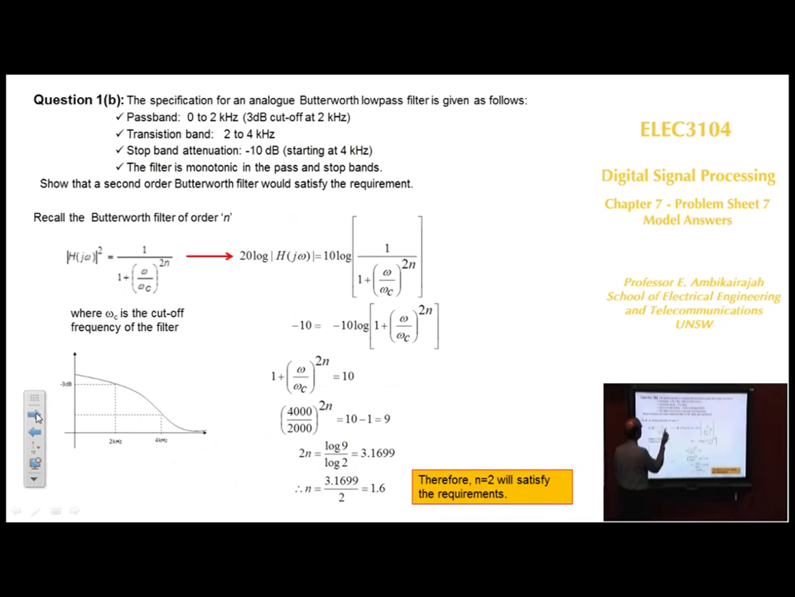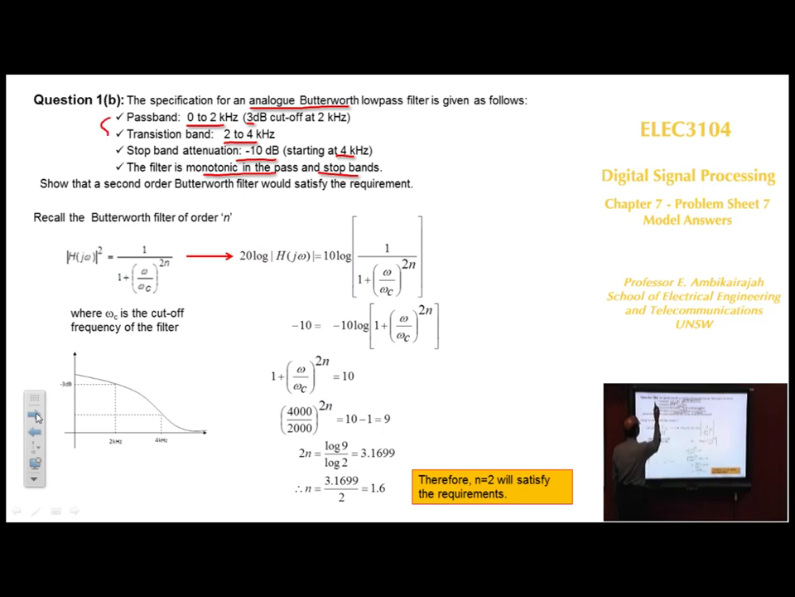In this question, you've been given a specification to design an analog Butterworth low pass filter. That means it's monotonic in the pass band and also the stop band, which is the property of the Butterworth filter. The pass band is given as 0 to 2 kilohertz, the 3 dB cutoff is 2 kilohertz, the transition band is 2 to 4 kilohertz, and the stop band attenuation is -10 dB, starting at 4 kilohertz.